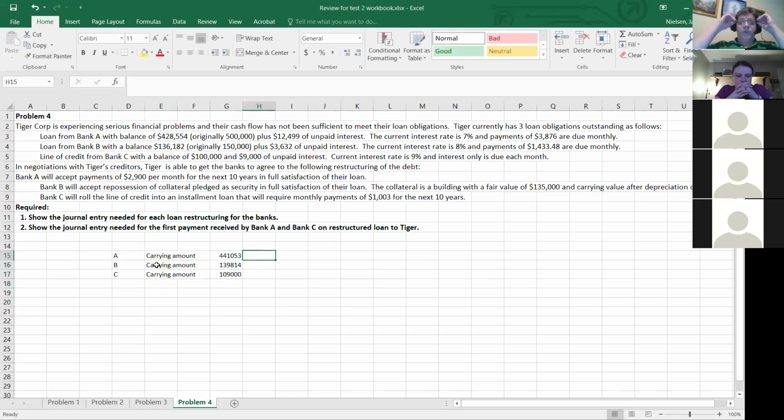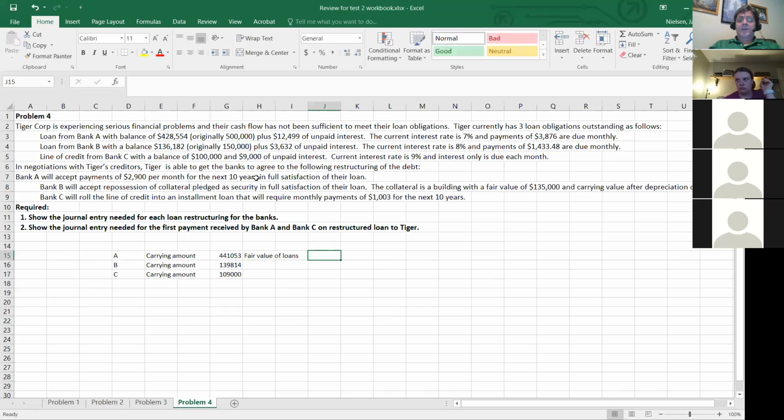So there's no need to do the first step of an impairment test. We know they're impaired. We gave them a better deal. So we can go right to the fair value of these loans. Now, what is Bank A going to accept? $2,900 per month for the next 10 years. Okay. So that's 2,900, 120 times, right?